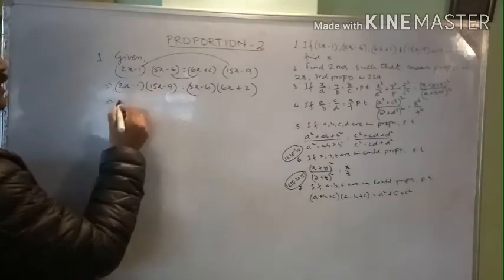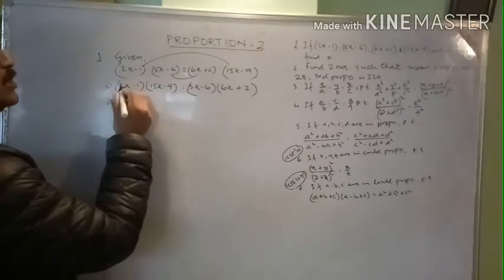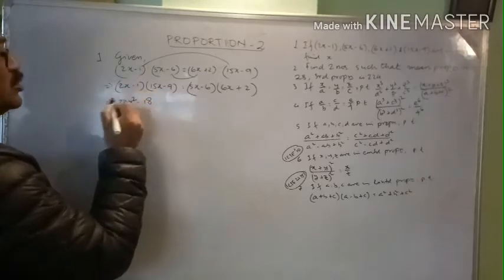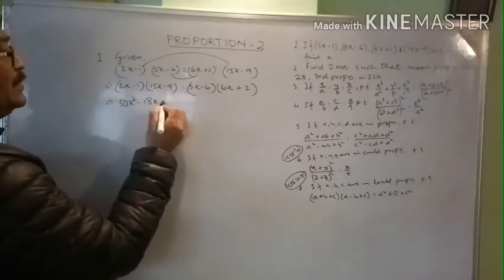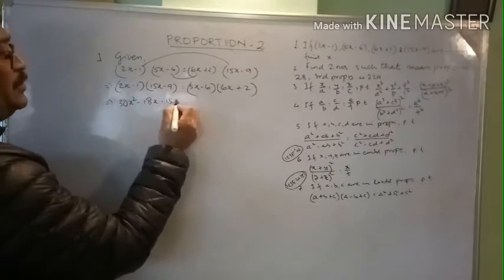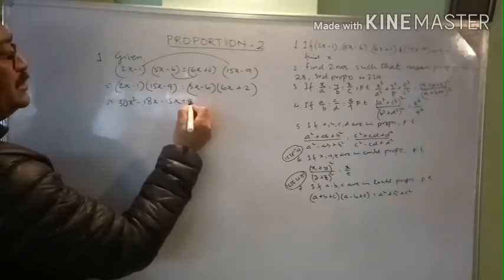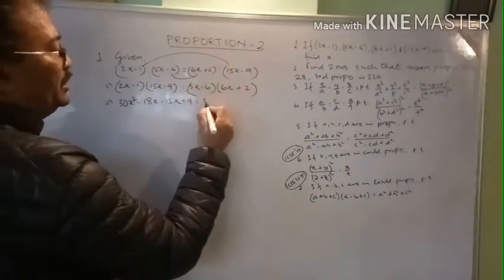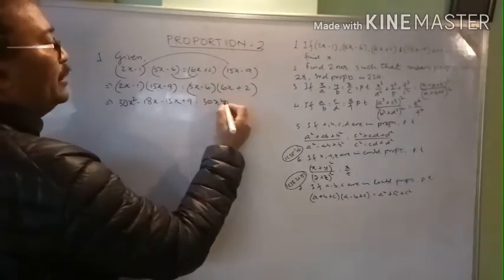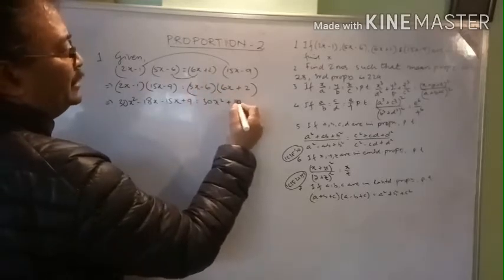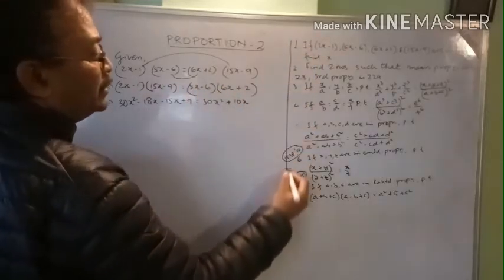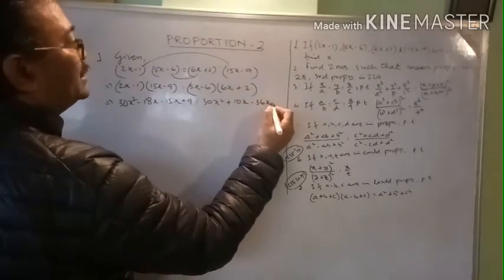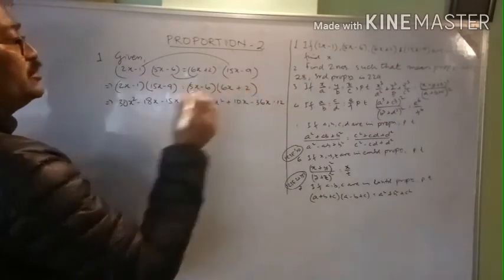So 2 into 15, 30x square, minus 2x into 9, 18x, minus 15x plus 9. So if you open the bracket, if you multiply here, 5 6s are 30, so 30x square plus 5 2s are 10x, then minus 36x minus 12. 6 2s are 12.